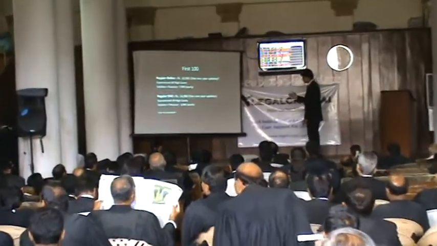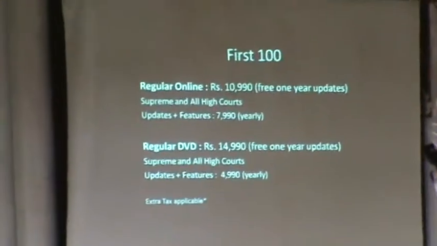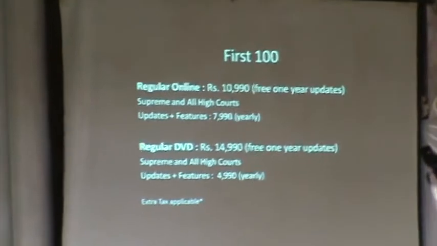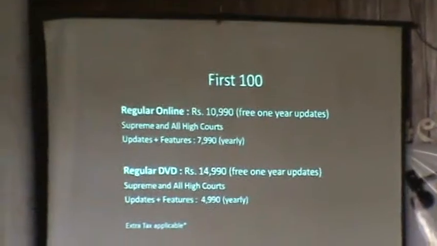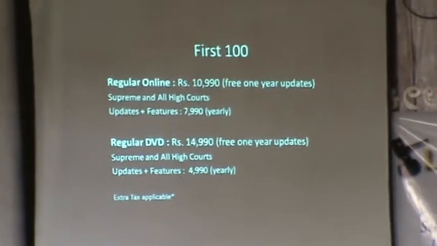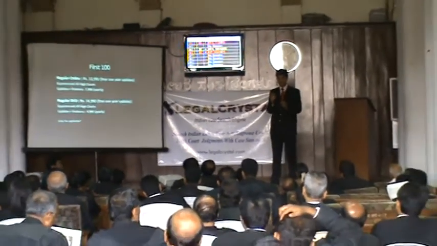So, next slide. The first thing is first 100 customers. We are reducing it to half price. Regular online is 10,990 and free 1-year updates. Regular DVD is 14,090. So, we are reducing the price. So, let me tell you, it will be an amazing experience using this software.